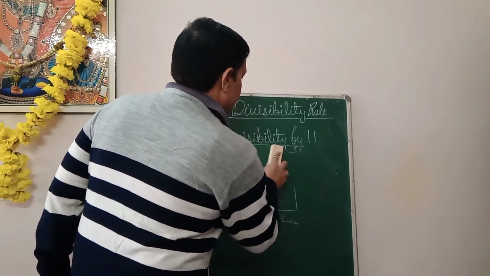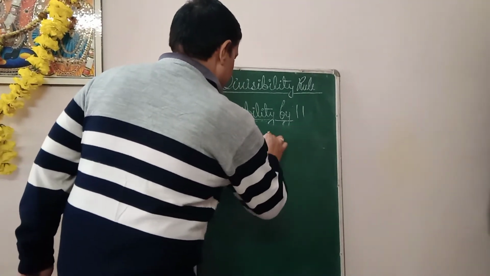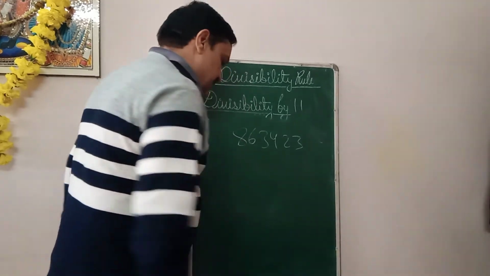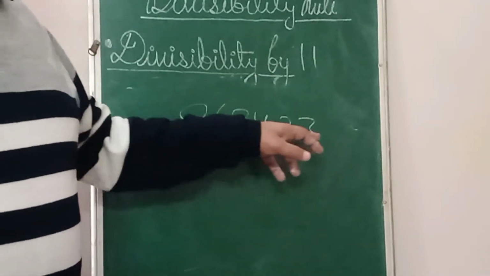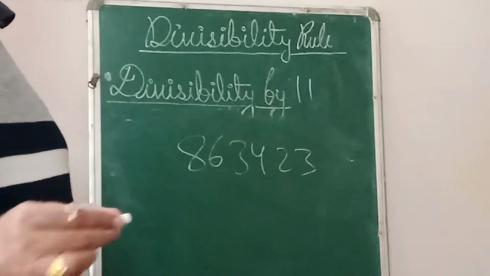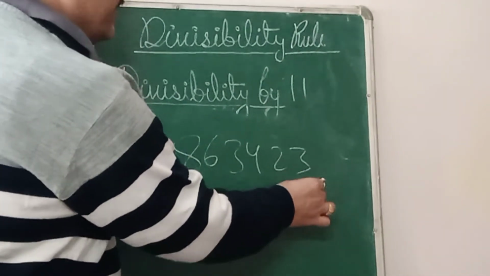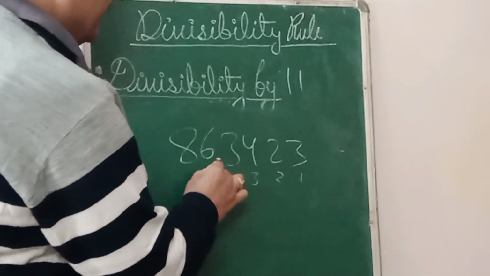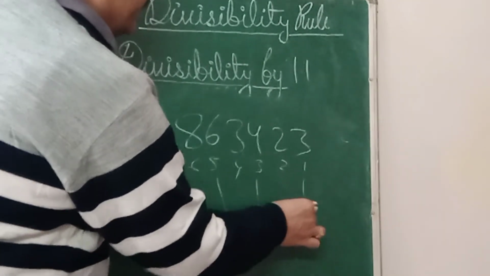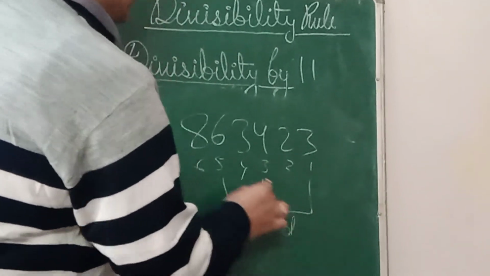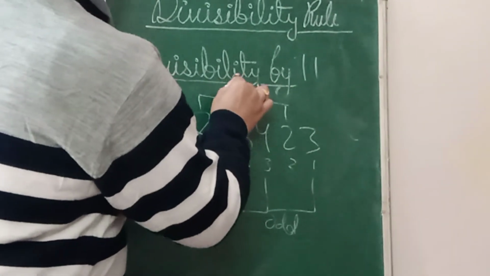Let us take another example to revise what we have. This is 8, 6, 3, 4, 2, 3. I am taking a bigger number. This is 8,63,423. Now, again, we will see which places are odd and even, and we will start from here. 1, 2, 3, 4, 5, 6. So, these are odd places, 1, 3, 5 odd places. This 6, 4 and 2 even places.